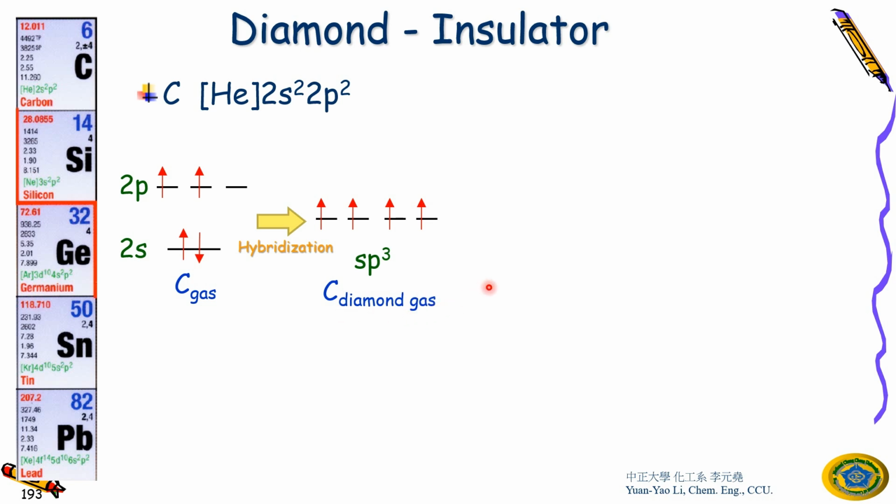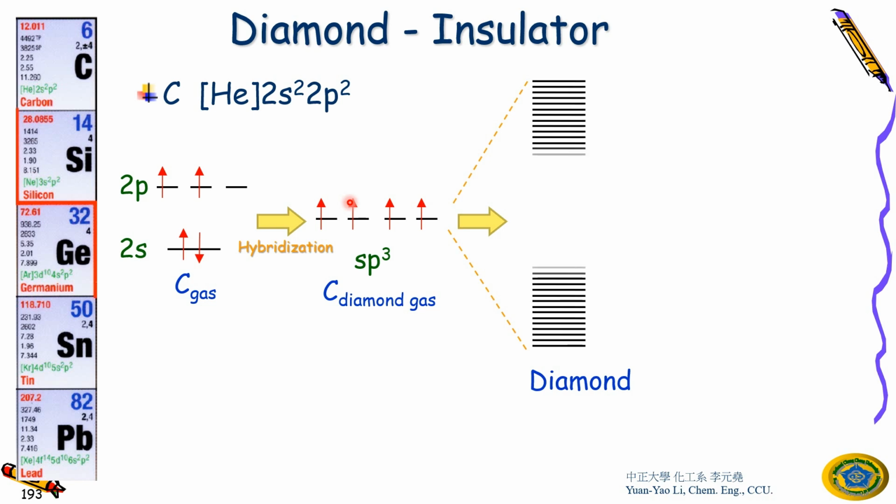However, if we have more of these structures together, we call this diamond, right? So what happened to this one? So you have 1 to 1 and you have 2, right? So in the end, you will find something like this. The interesting thing is that you have a gap between the bands.